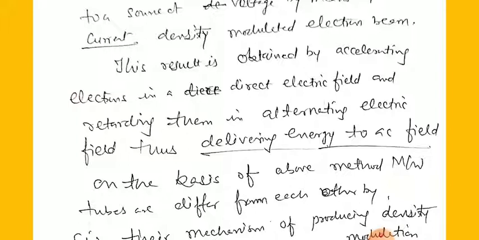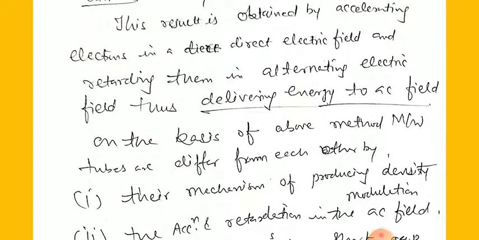This result is obtained by accelerating electrons in the direct electric field and retarding them in the alternating electric field. So we apply the direct DC field to the electrons, and then retard them by the alternating electric field, and due to this retardation, they deliver energy to the AC field. This is the mechanism by which energy is transferred from the DC to the AC source.